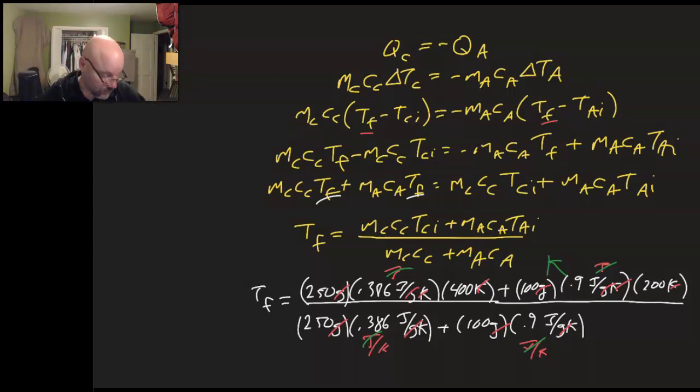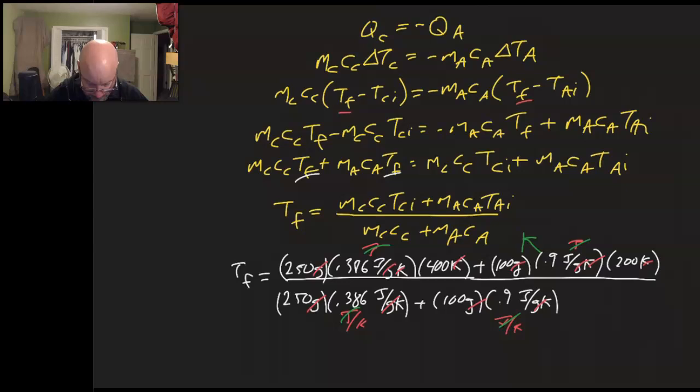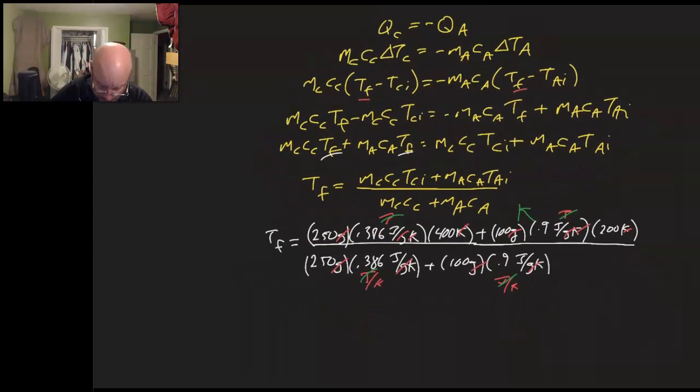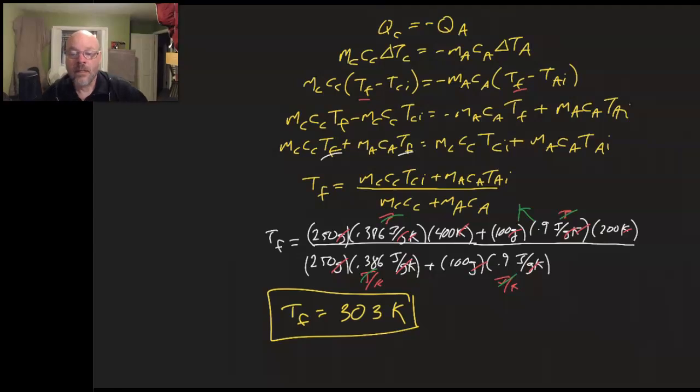When we run the numbers on that, it's going to be like 305 or something like that. Let me see if I can get that calculated for you. Hang on. Okay, I just ran the numbers on my calculator so I could get you an answer. I need just a little more room. Anyway, what we get for T final is 303 Kelvin. There we go.